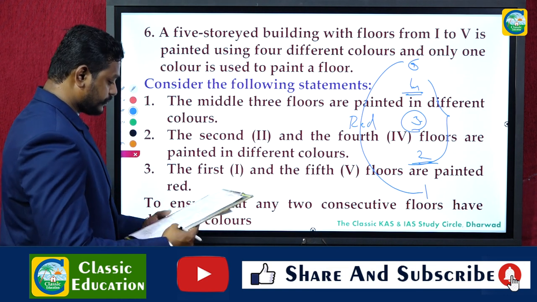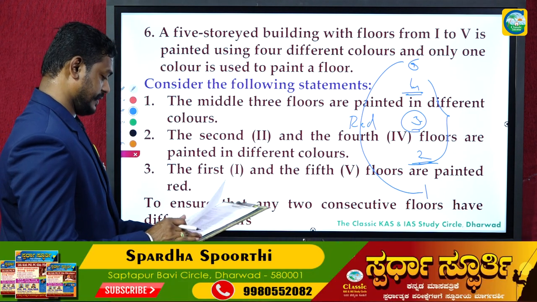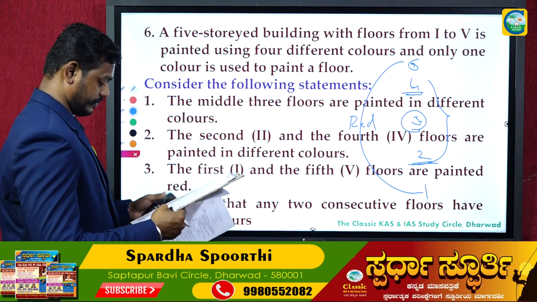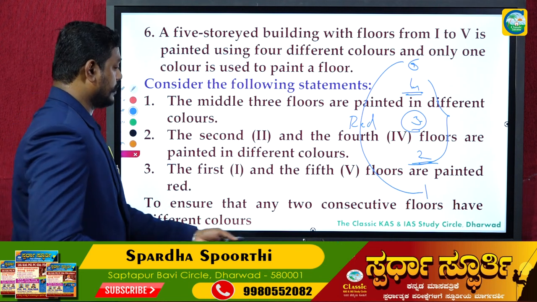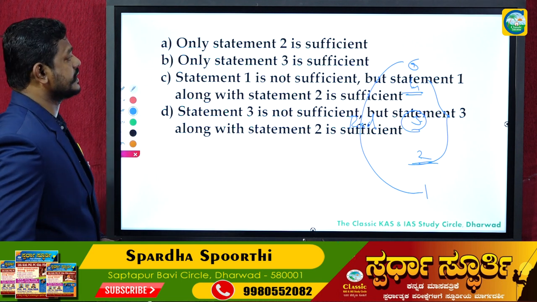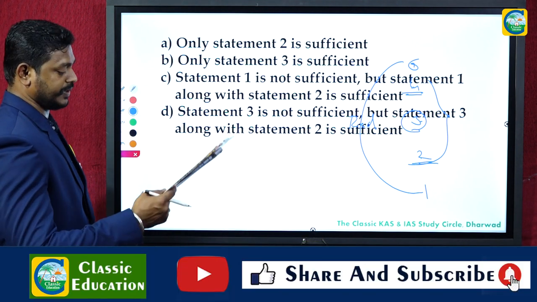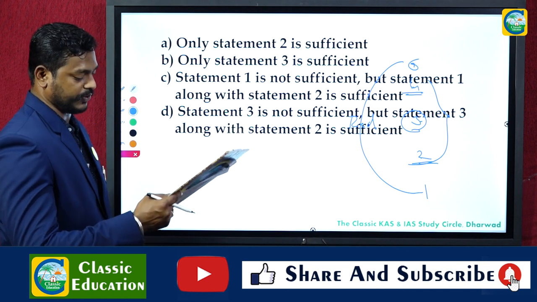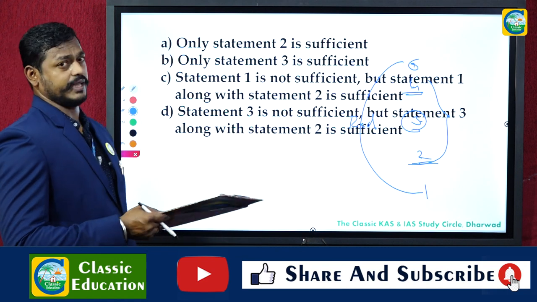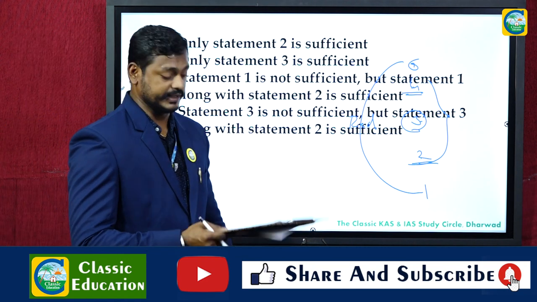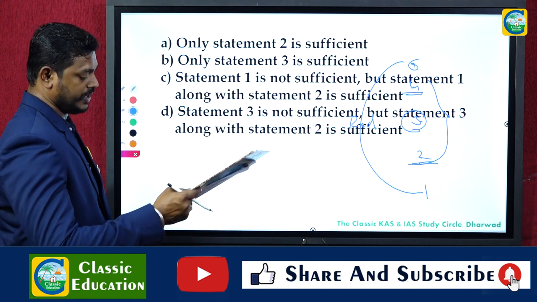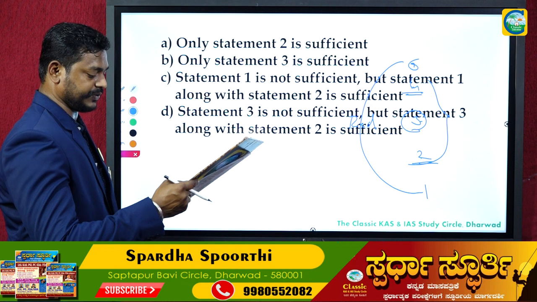Okay, friends. So now we are seeing the options here. Yes. Only statement 2 is sufficient to answer. Okay, only statement 2: the second and the fourth floors are painted with different colors, and third. No. We can't say which colors are which particular things. Then only statement 3 is sufficient. Only statement 3 is sufficient. Statement 3 is the first and the fifth floors are painted red.